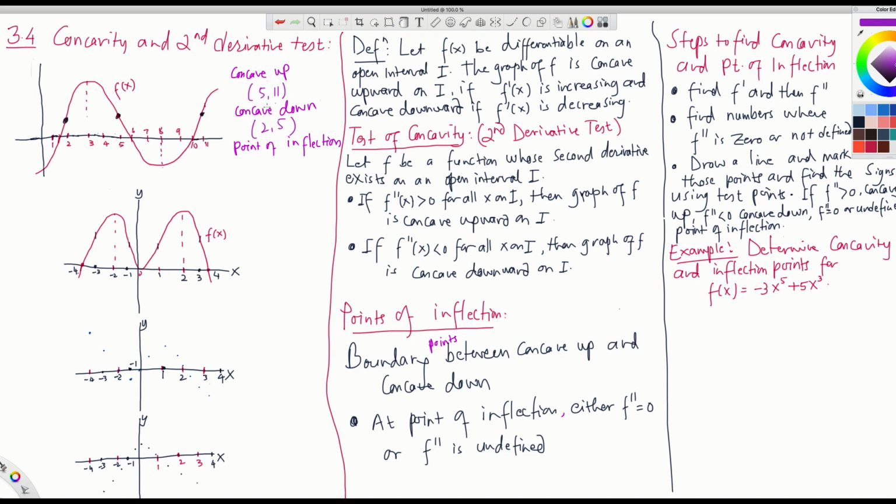Also, to the left of 3 it is increasing, between 3 and 8 it is decreasing, and to the right of 8 it is increasing. So if the graph is given, then you can say where it is concave up and concave down. But if the graph is not given, we cannot say just by looking at the question. So what we want to do here is use the derivative to check where it is concave up and concave down.